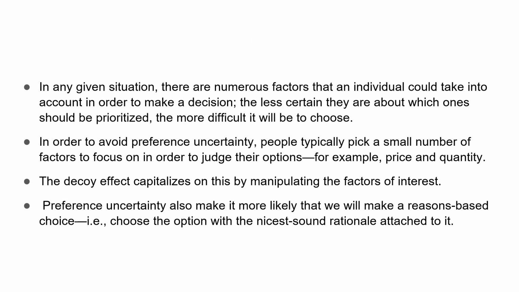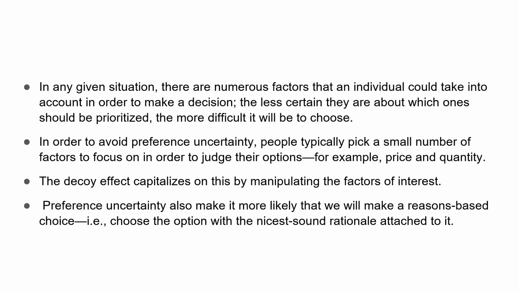In a situation where numerous factors influence our choice or decision, there is less certainty about going for a particular option. In order to avoid preference uncertainty, people typically pick a small number of factors to focus on in order to judge their options. This can be, for example, price and quantity.